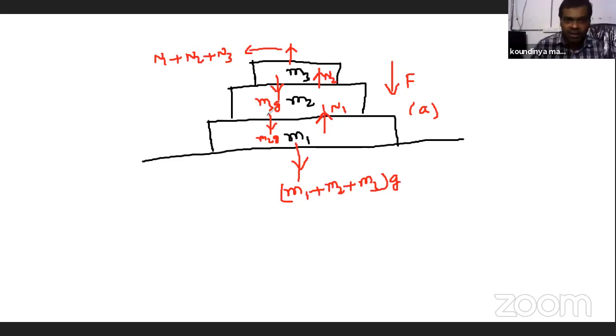లేదమ్మా, ఇక్కడ నేనేం రాశాను, ఈ M3G ఈజ్ యాక్టింగ్ ఆన్ M2 అండ్ దిస్ వన్ ఈజ్ యాక్టింగ్ ఆన్ సెకండ్ ఆబ్జెక్ట్ వెయిట్ ఈజ్ యాక్టింగ్ ఆన్ M1. So along with the weight of M1G, we'll have the total weight M1 plus M2 plus M3 into G. ఈ రెండు ఆబ్జెక్ట్స్ యొక్క వెయిట్ ఉంటాయి కదా.